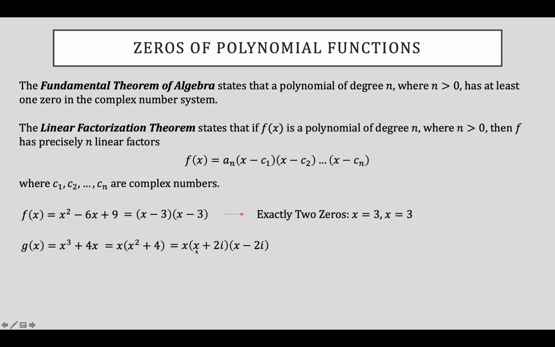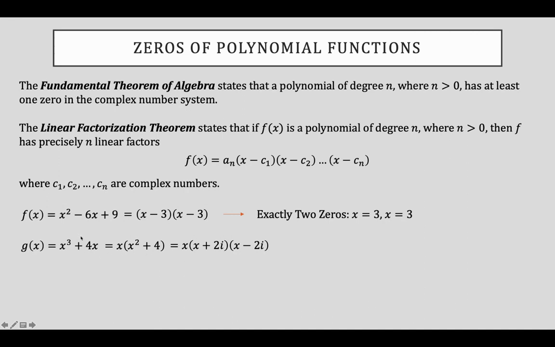But notice, we could double check our work. X times x gives me x squared. X times a negative 2i gives me negative 2xi. X times a positive 2i gives me a positive 2xi. And a positive 2i times a negative 2i gives me a negative 4i squared. Notice that the products of the outer and inner terms add to 0, and a negative 4i squared turns into a plus 4. So if we FOIL those back together, we do indeed get x squared plus 4.